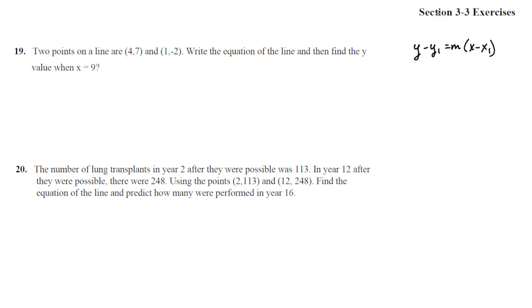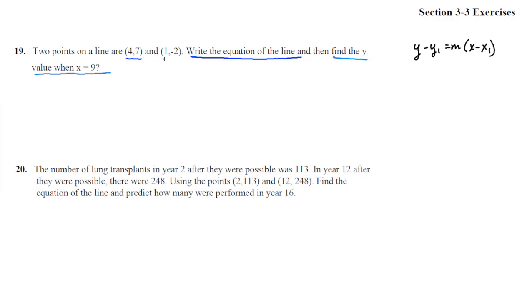Here we are in section 3-3, exercises numbers 19 and 20. We're going to take 2 points on a line, (4, 7) and (-1, -2). Write the equation of the line. Now, notice that's the first part of it. Write the equation of the line, and then find the y value when x equals 9. So finding the y value when x equals 9, that's going to be the second part of this problem.